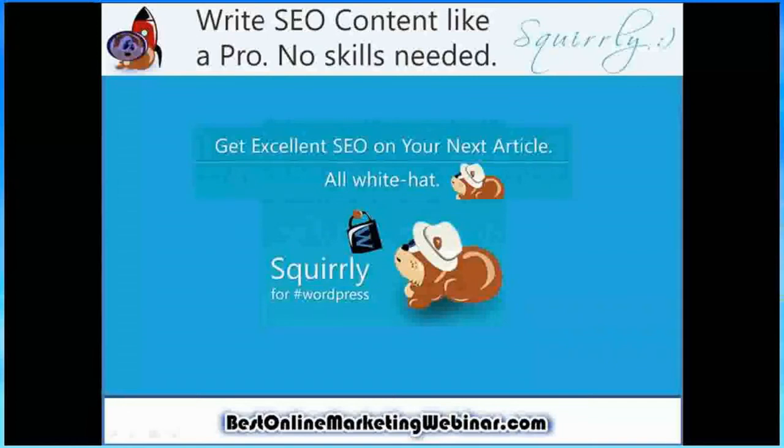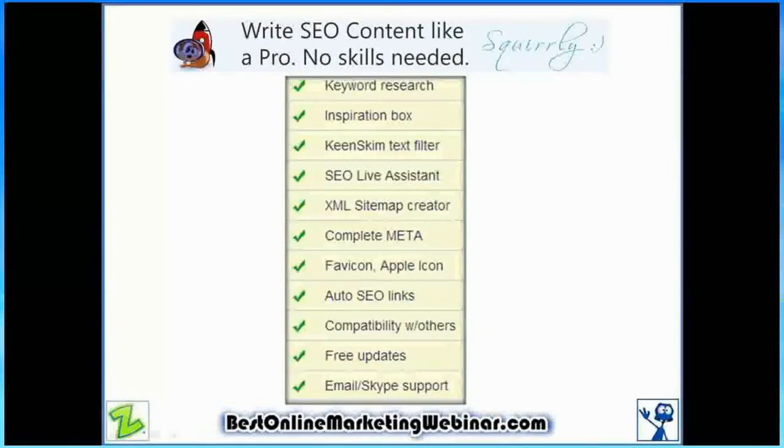But what I'd like to start off with is a plugin that I was introduced to called Squirrely. And I want to show you just real quickly how this works. It literally saved me about 30 to 45 minutes an article just on researching SEO when you're submitting an article on your blog. It literally does the keyword research for you. It even gives you an inspiration box. It's like a live assistant as you type, and it does all the other things that you want a really good SEO plugin to do.